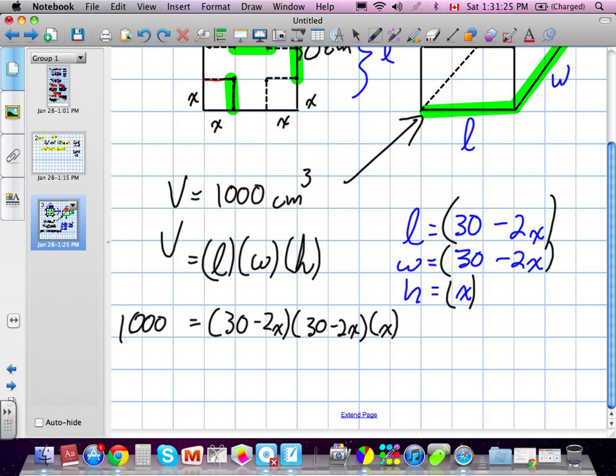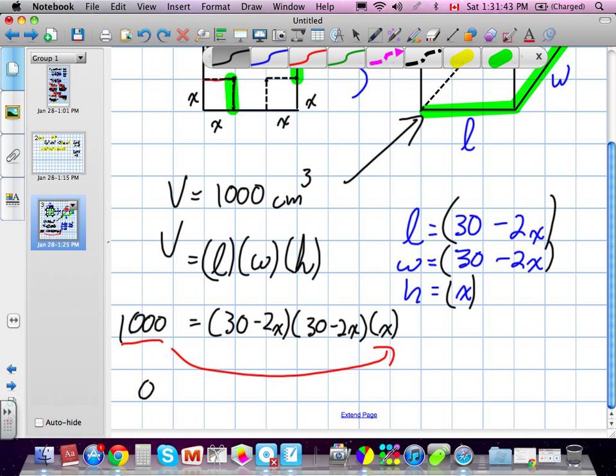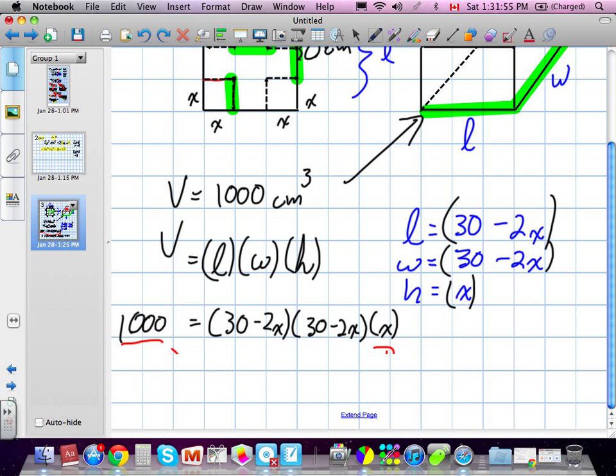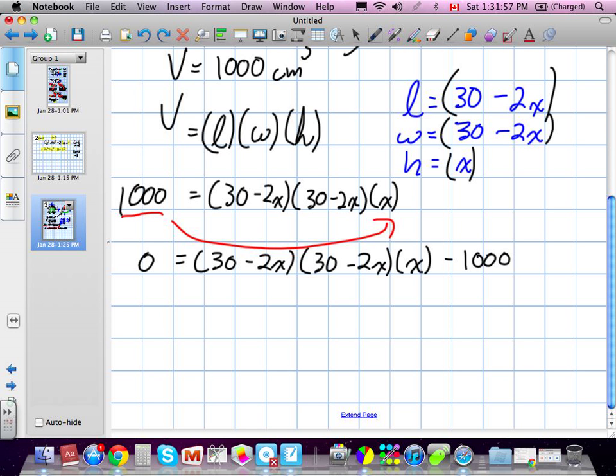Now, what we're trying to find is the actual amounts, right? In order to do this, we actually have to set this equal to 0. So I can expand all of this, but in order to set this equal to 0, this 1,000 has to come to the other side of the equation. Okay? So we get 0 is equal to 30 minus 2x times 30 minus 2x times x minus 1,000. Is this making sense?